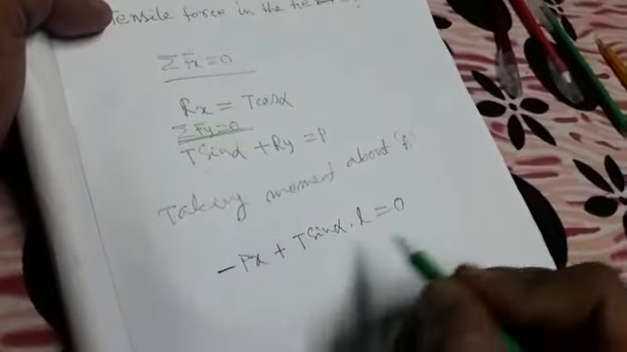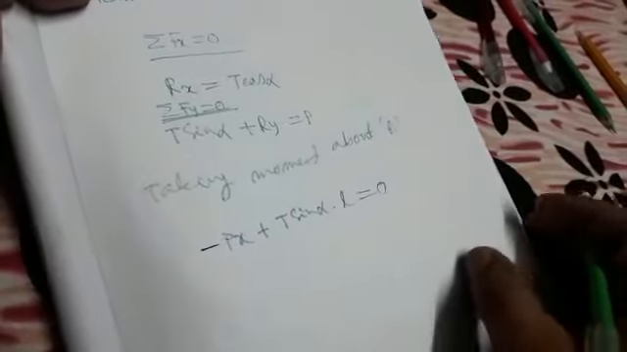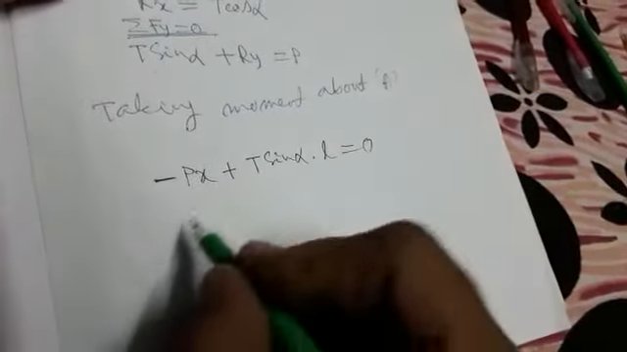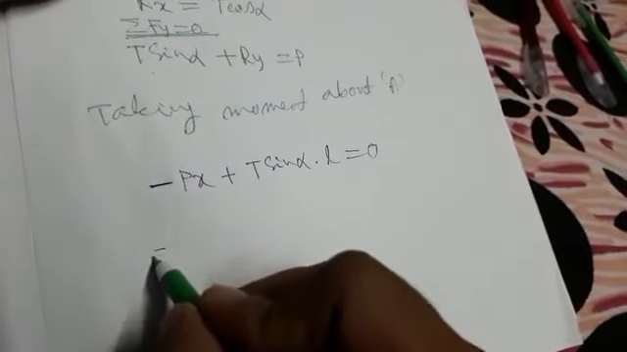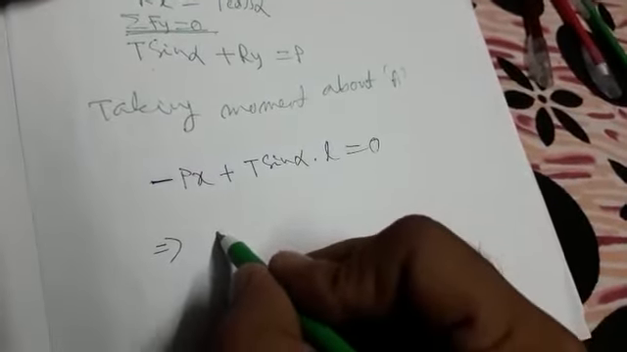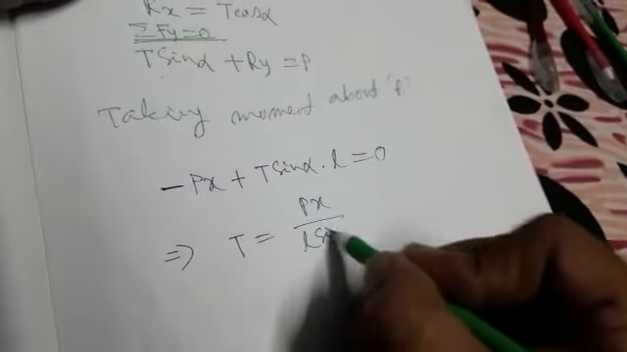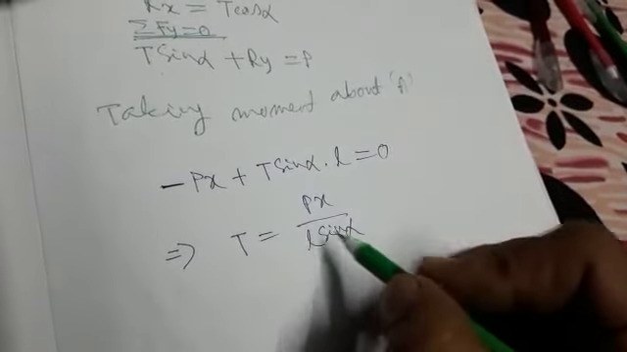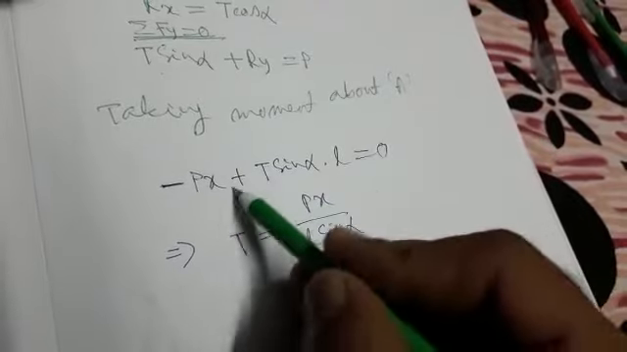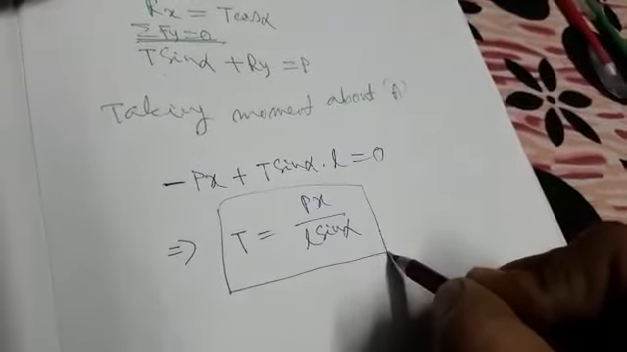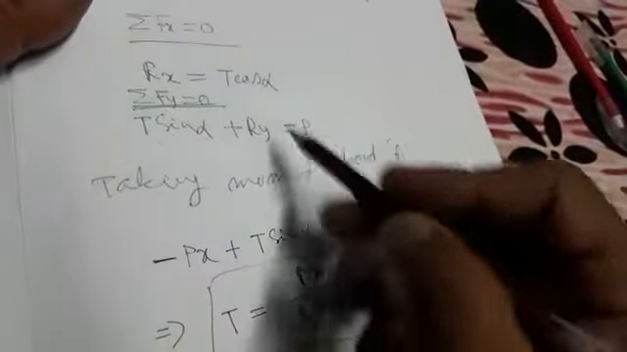So we have got so far three equations and three unknowns, so this problem can be solved. Our target is to find out T only, the tension in the tie rod. From here we are getting T equal to Px divided by L sin alpha. T is equal to Px by L sin alpha, and this is the solution. Actually this was asked in the question. So there is no need to write all these things. Just taking moment, you can solve for T. So this is the answer.